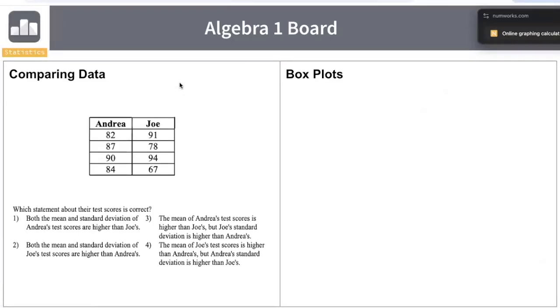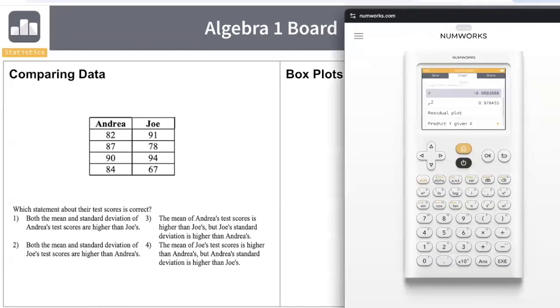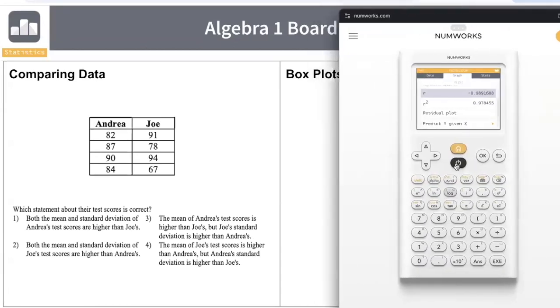There we go. Okay. So in our statistics app, for this question, I am going to type in the data to show you how to use it. In the statistics app, let me pull up the side. We're going to go home and go over to statistics. I have 2 different sets of data: Andrea's test scores and Joe's test scores. I'm going to use my first list, V1, as Andrea's test scores.